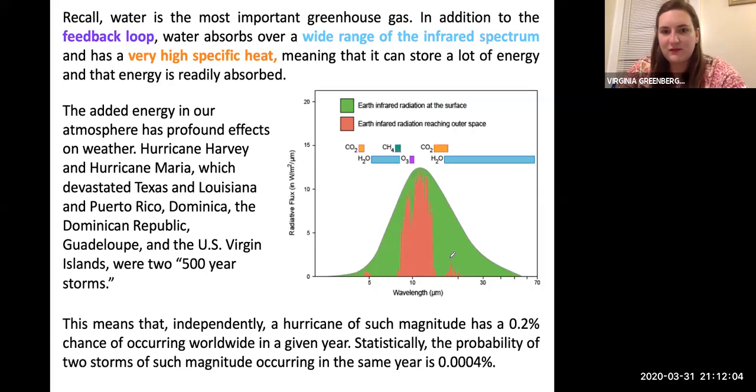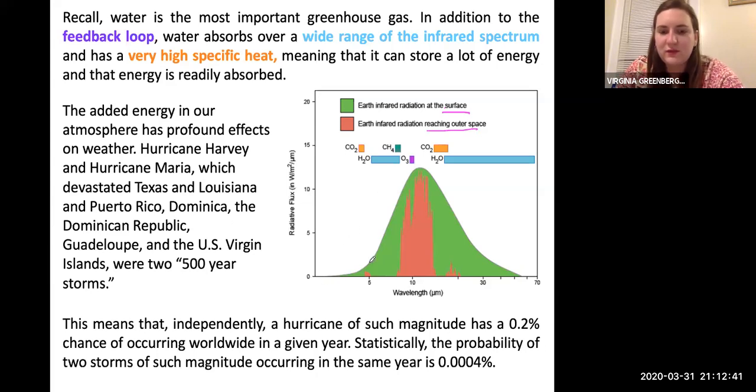And so we can look at the type of radiation that water absorbs here on this plot. Okay, so we talked about that positive feedback loop and how water can store energy. And so what we have here in this graph, and we'll continue talking about it on later slides, is the amount of infrared radiation that reaches the Earth's surface marked in green, as compared to the red area, which is the infrared radiation that is able to bounce off of our planet and reach back out to outer space.